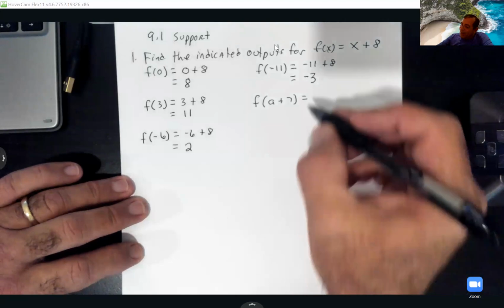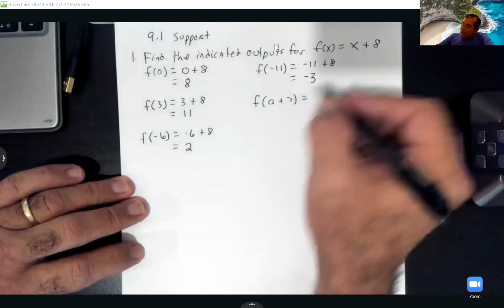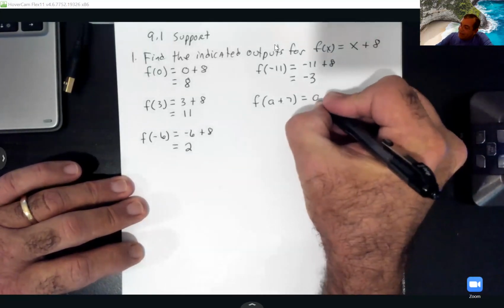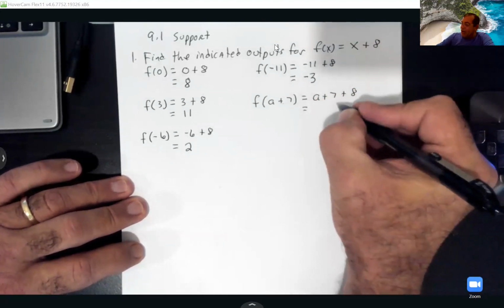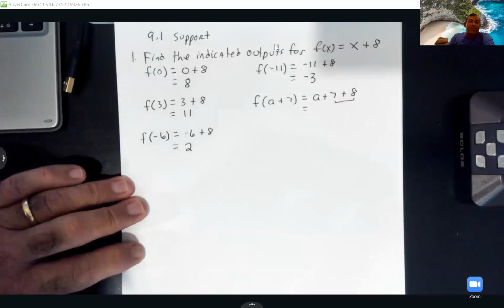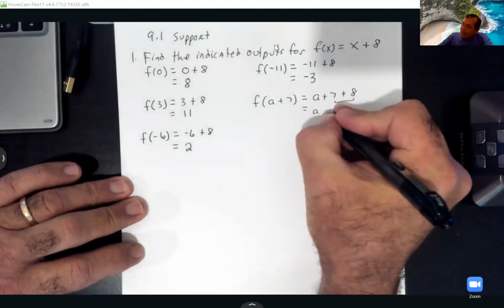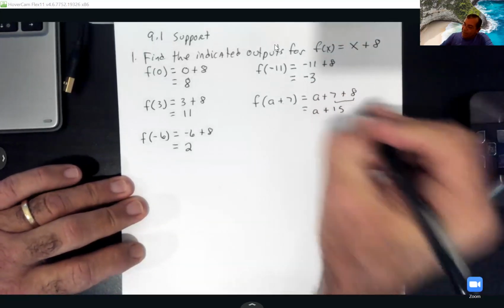Oh, good job. A plus 15. Can I put the a plus 7 in for the x? And then add my 8. And then all you could do really was add the like terms so that you got an a plus 15.